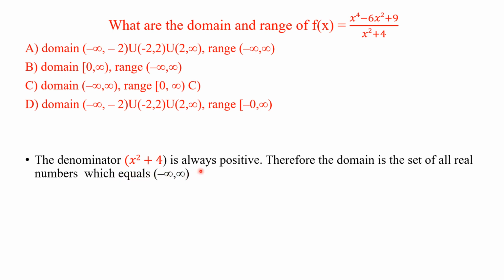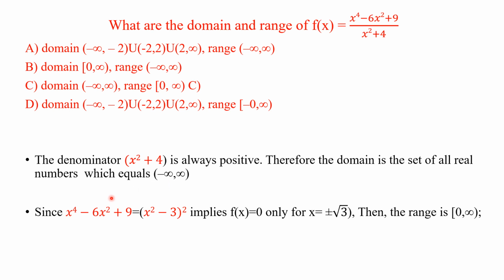To find the range, we have to examine the numerator. So the numerator is x to the power 4 minus 6x squared plus 9. This could be rewritten as x squared minus 3, all squared, and this implies that the function f of x evaluates to 0 only for x equal to positive square root of 3 and negative square root of 3. Then the range will be from 0 included all the way to infinity.